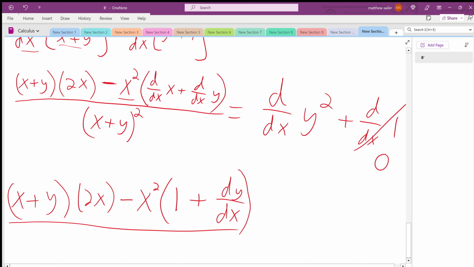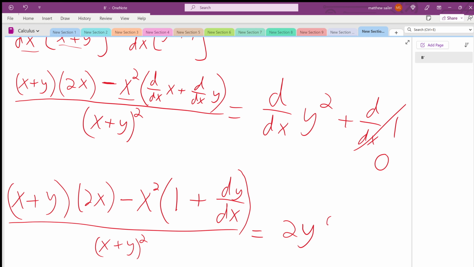divided by x plus y squared equals, now the derivative of y squared, like we said before, 2y, but then we have to include the y prime. So dy over dx.